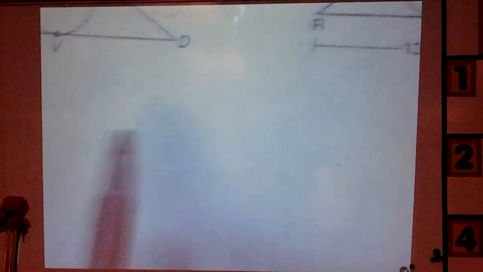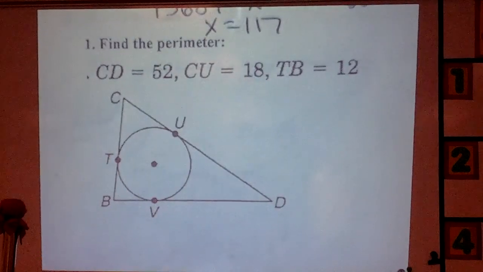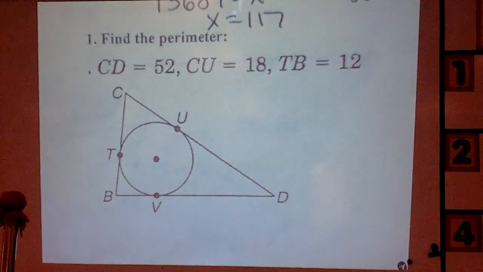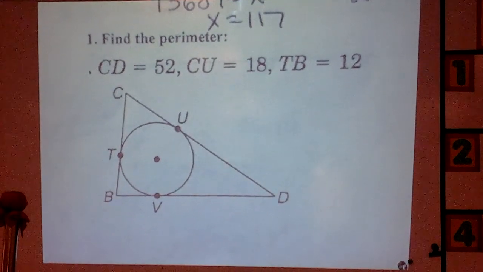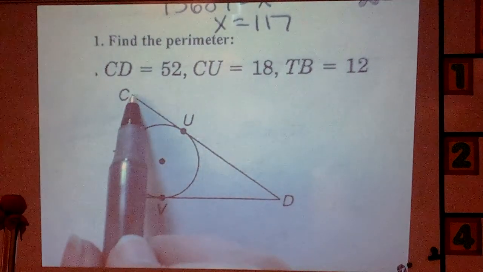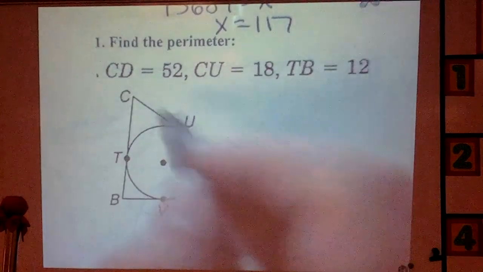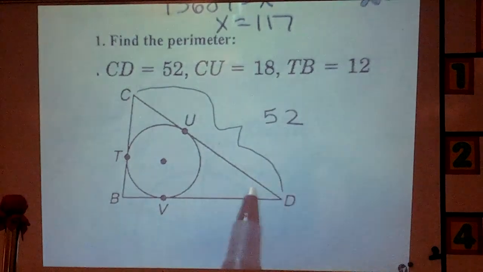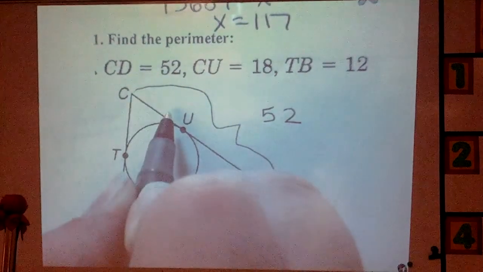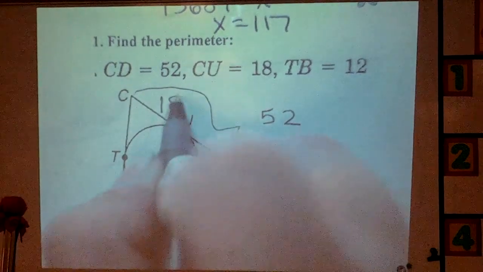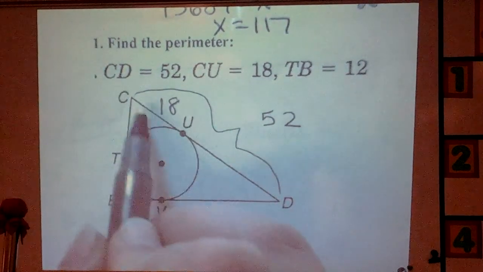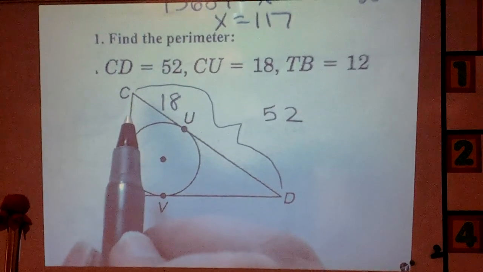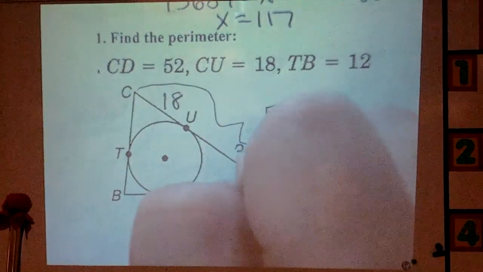My last section is using perimeter. Perimeter means to add all the sides. So first I need to find all the sides. So I need to label what they've given me, CD. So this whole thing is 52. Then I have CU is 18. Well, if this piece is 18 and the whole is 52, 52 minus 18 is 34.